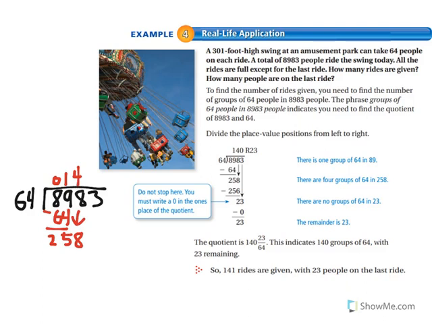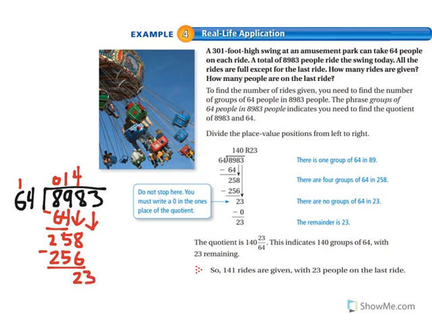4 times 4 is 16. Carry my 1. 4 times 6 is 24. Plus the 1 is 25. We lucked out. And I'm going to go ahead and subtract. I get 2, and the other ones cancel out. I'm going to bring down my 3, and so I have 23.